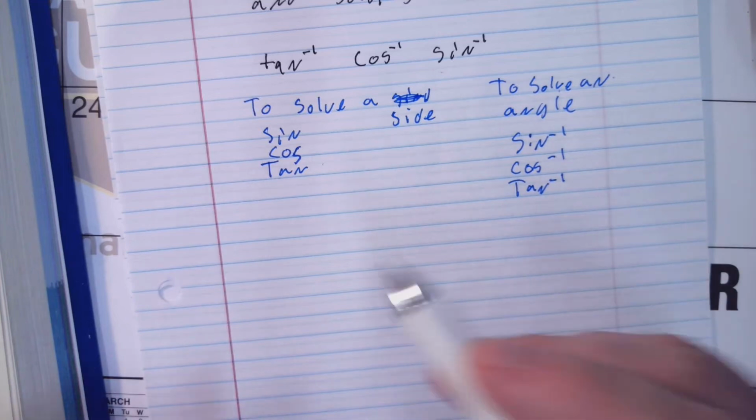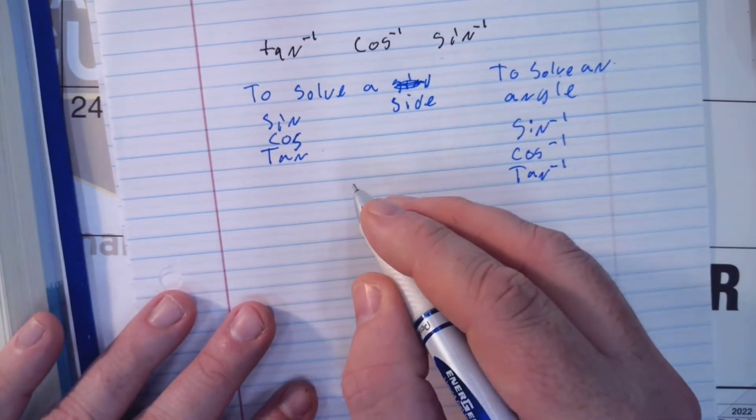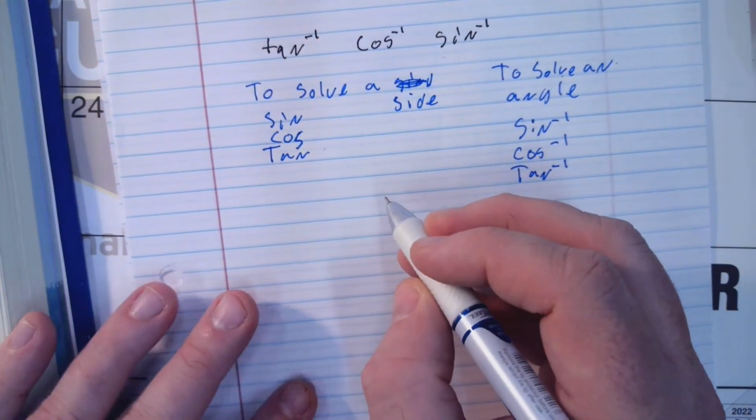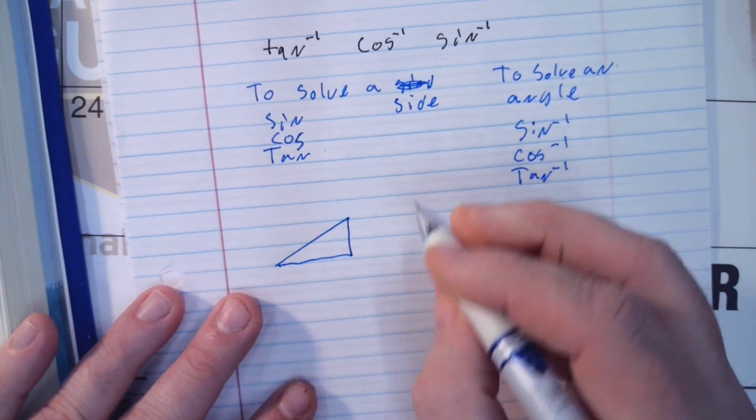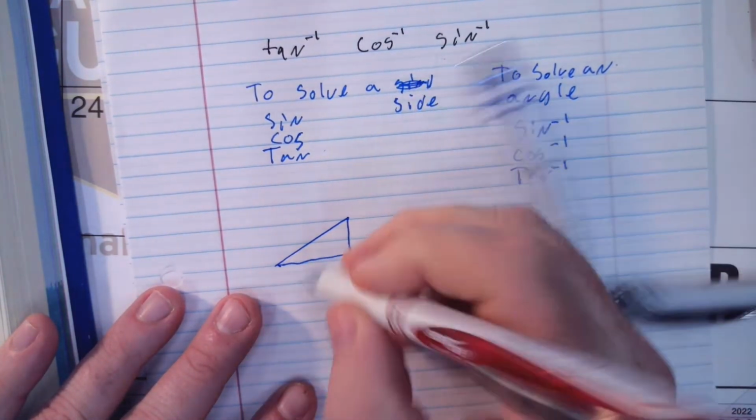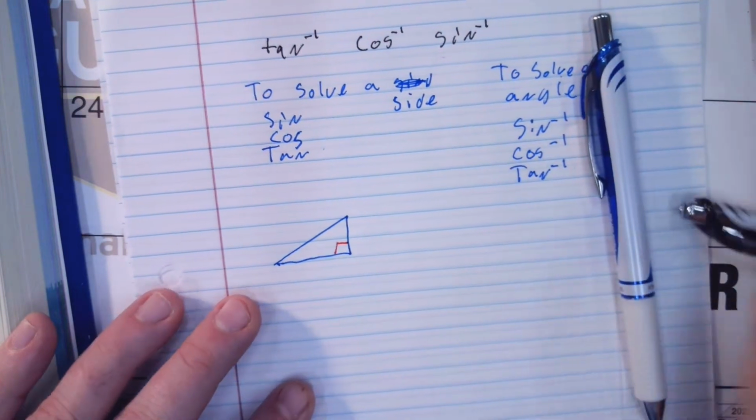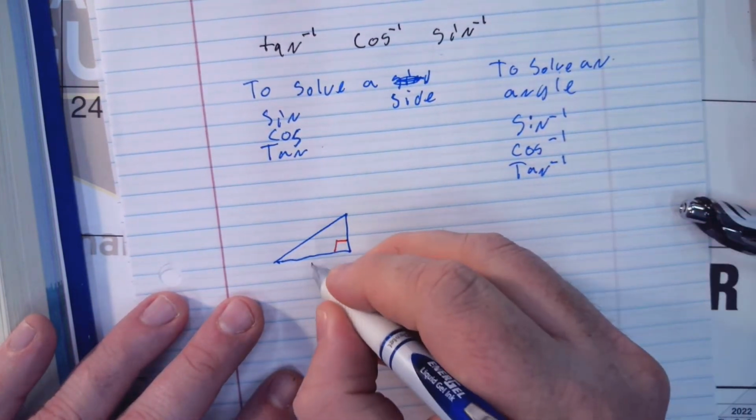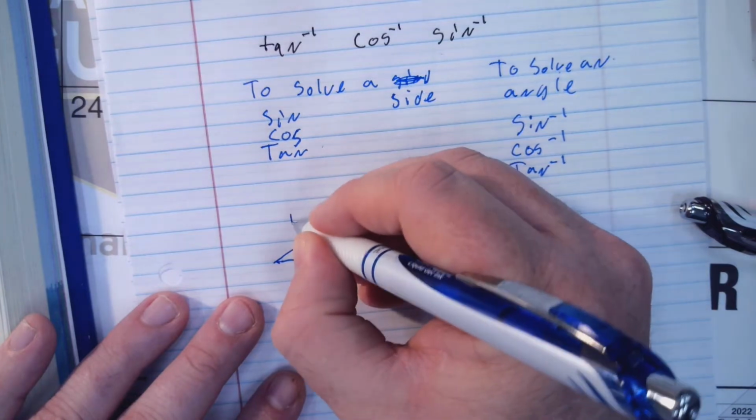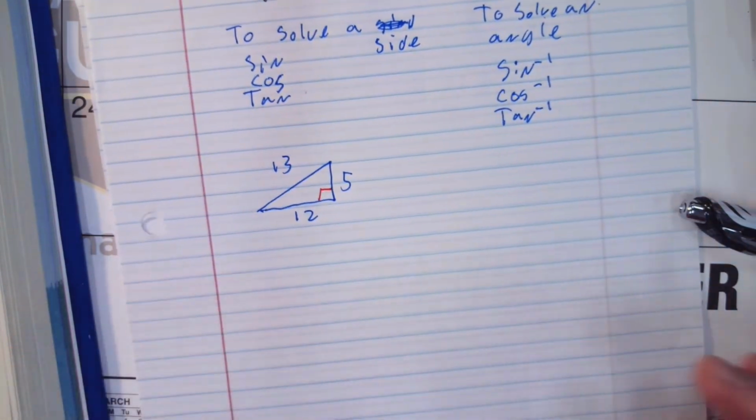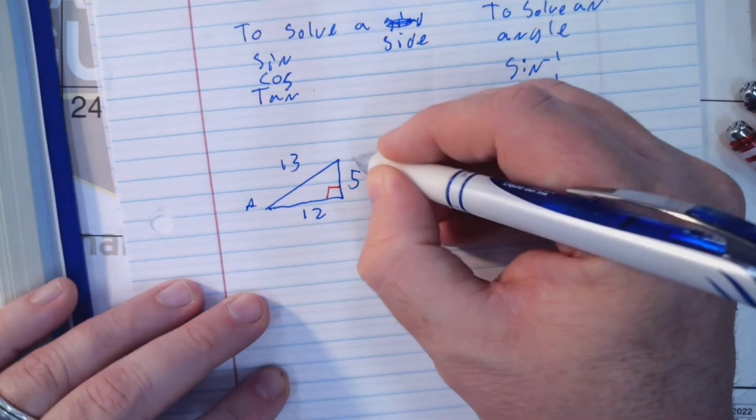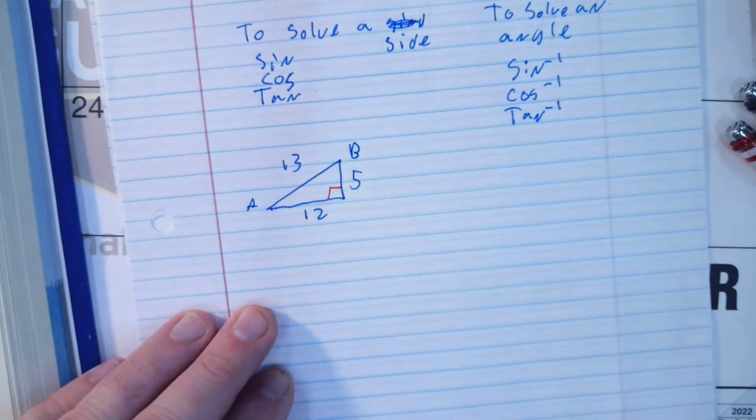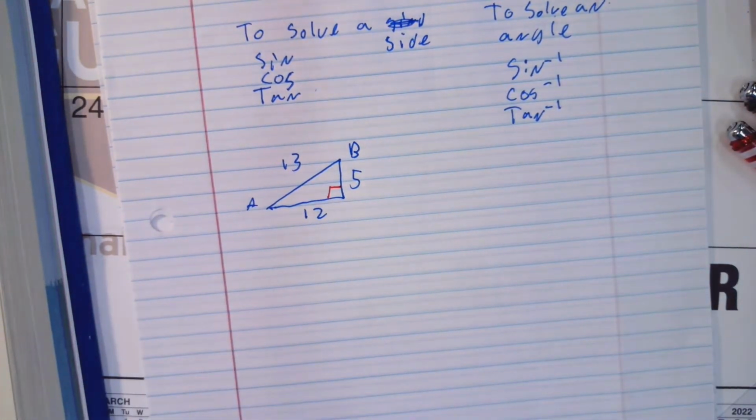And so let's go ahead and just look at a sample problem, and I want to figure out what the angles of this triangle are. I want to know what all the angles of this triangle are. Again, I'm going to use a Pythagorean triple just to make our work easier. I want to know what angle A is. I want to know what angle B is. How am I going to do that? Well, let's start with angle A.